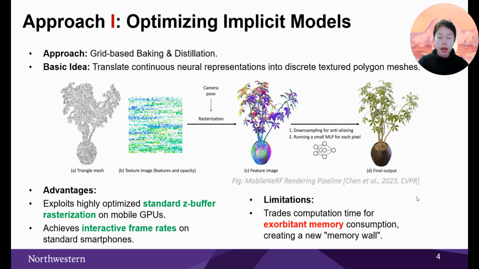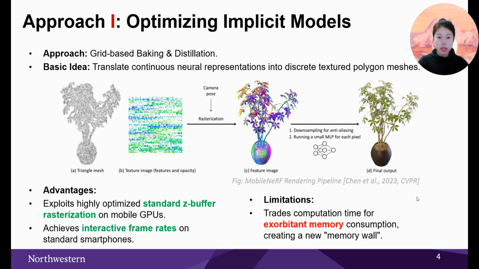The core idea behind mobile NeRF is actually quite clever. Instead of evaluating the neural network at runtime, the method bakes the neural representation into a discrete structure, specifically textured polygon meshes. So essentially, the continuous neural field is converted into something that traditional graphics hardware can render very efficiently.